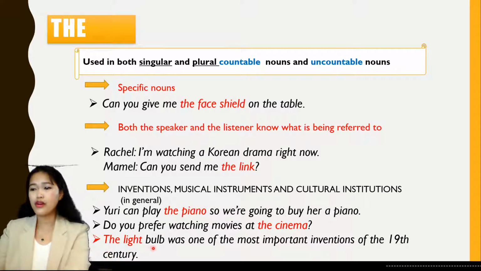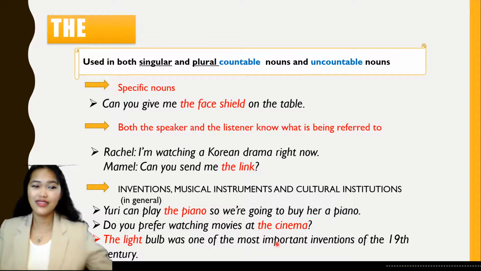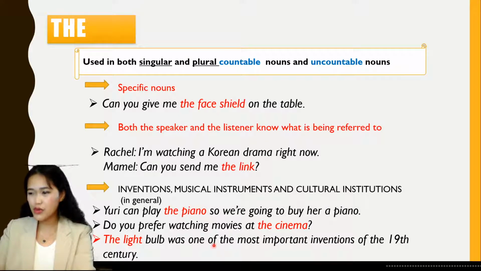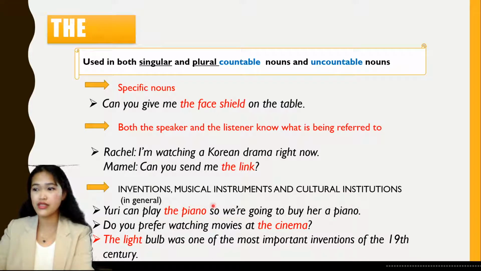Next, the light bulb was one of the most important inventions of the 19th century. Who invented the light bulb? Please comment down below. Sorry. So the light bulb was one of the most important inventions of the 19th century. The light bulb, that is what invention? A specific invention. And we are referring to a specific one now.